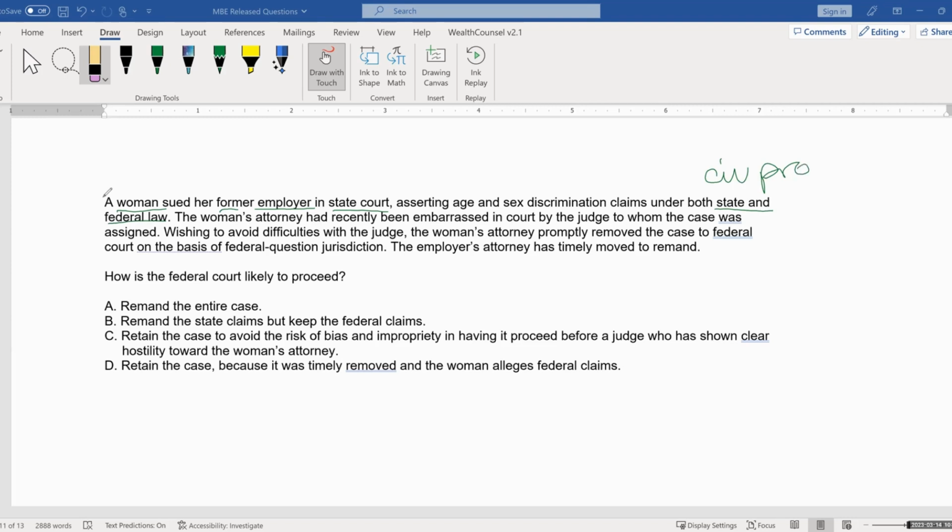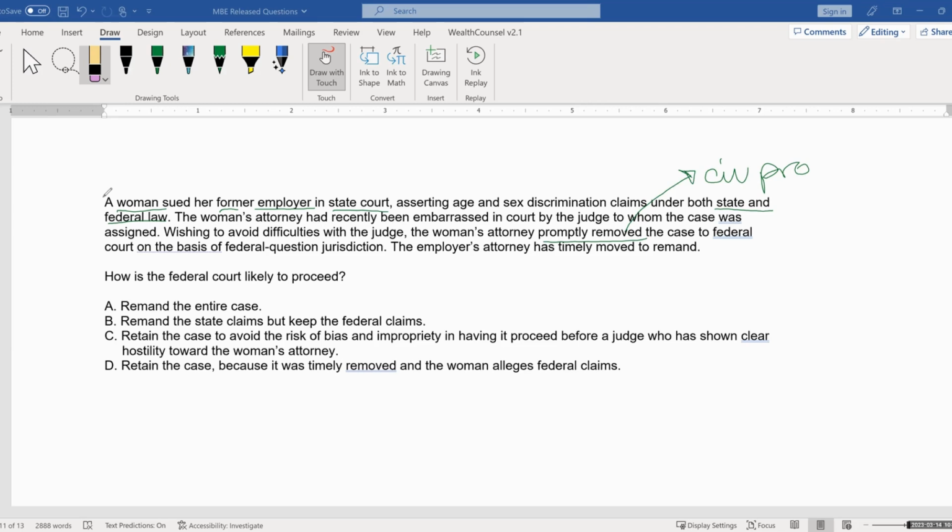The woman's attorney had recently been embarrassed in court by the judge to whom the case was assigned. Wishing to avoid difficulties with the judge, the woman's attorney promptly removed the case. Now we know for sure, promptly removed. It's confirmed that this is a civil procedure question testing on removal.